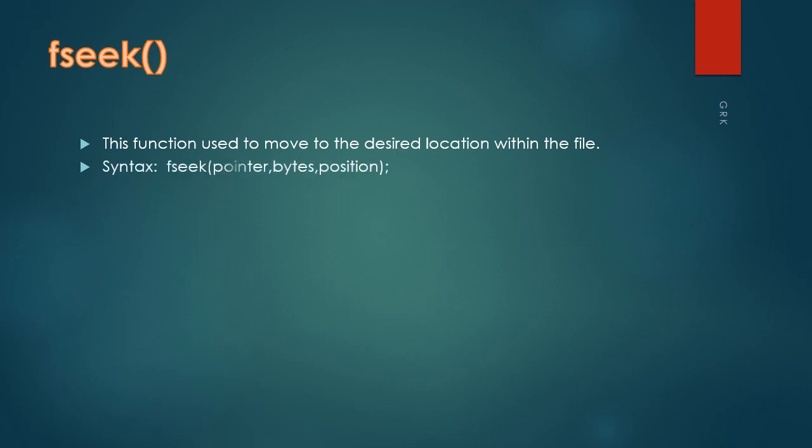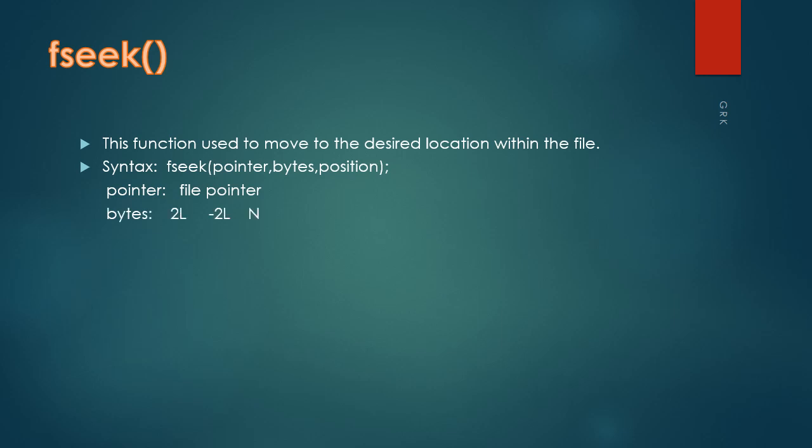Next we discuss the fseek function. Using this function we can freely move to the desired location within the file. This is the syntax of the fseek function, and this function takes 3 parameters. The first parameter is pointer, which represents the file pointer of the file in which we are trying to move to the desired location. That file pointer should be written here.